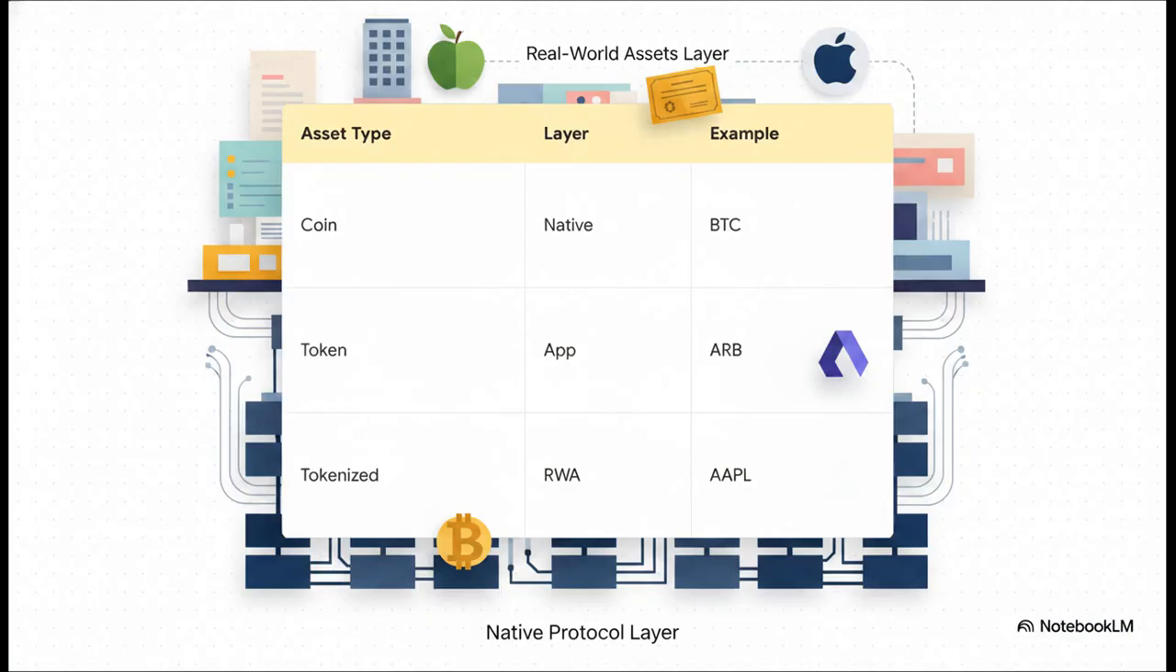And this brilliantly illustrates our three distinct layers. We've got the coin at the foundational native protocol layer, like Bitcoin. The token sitting right above that at the application layer, like Arbitrum, and the tokenized asset bridging the physical and digital divide at the real-world asset layer, like our tokenized Apple share. Keeping these three lanes distinct in your mind is absolutely crucial as we move forward to inspect the plumbing operating beneath them all.